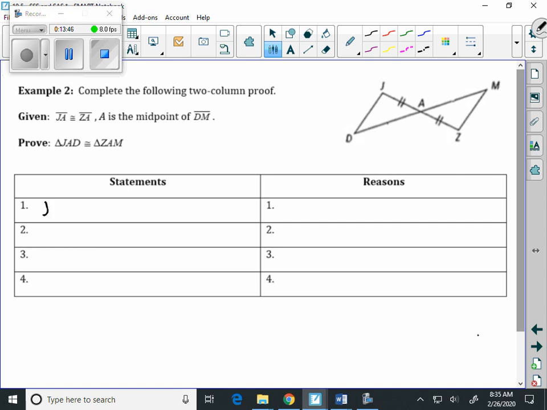JA is congruent to ZA, and A is the midpoint of DM. Do the best you can to fit that in, and that's our given statement.